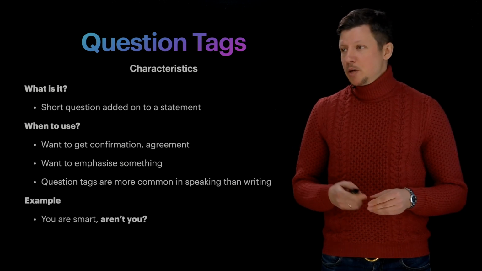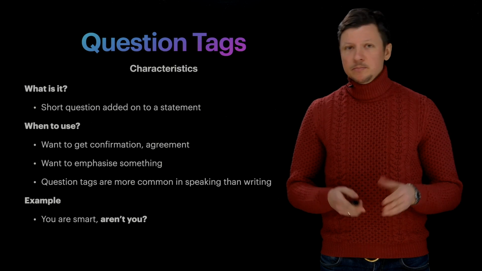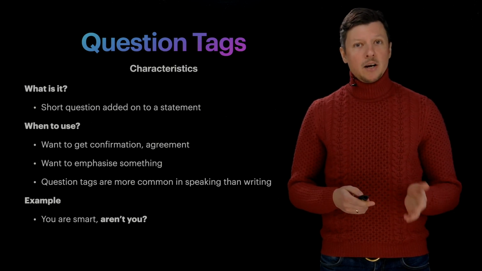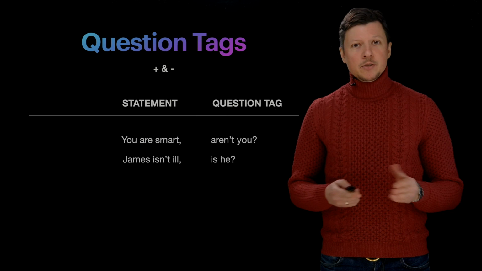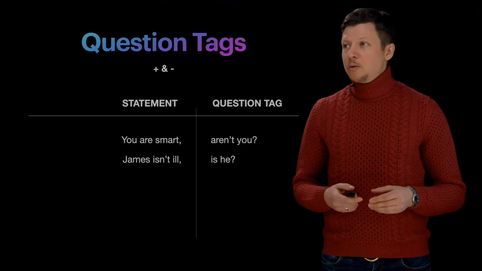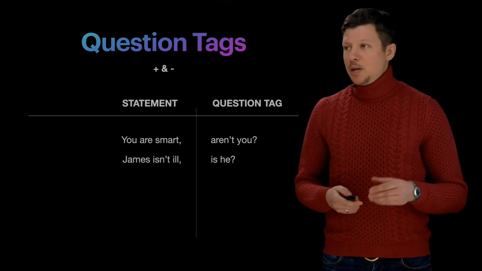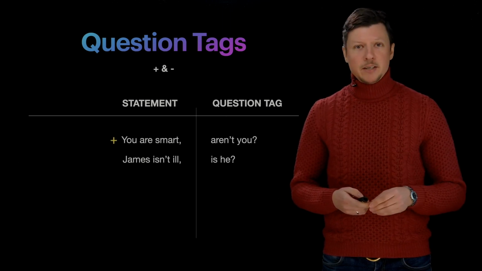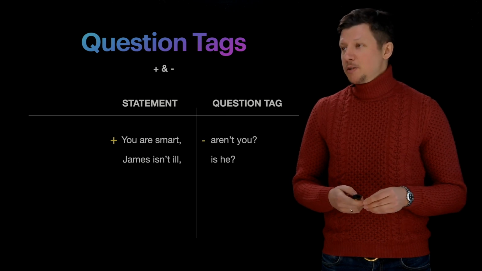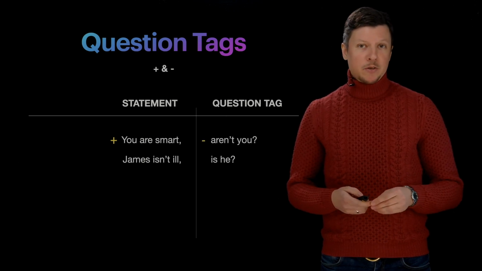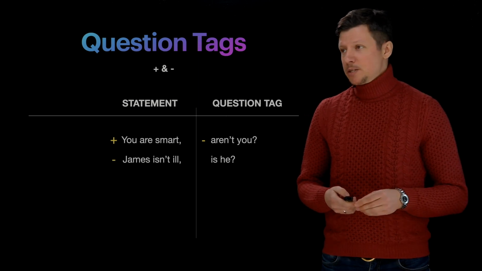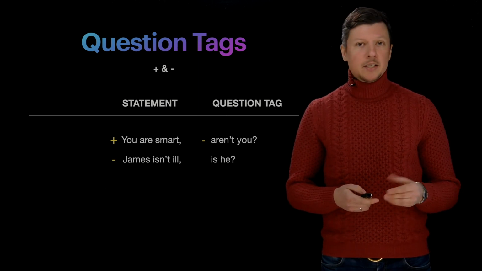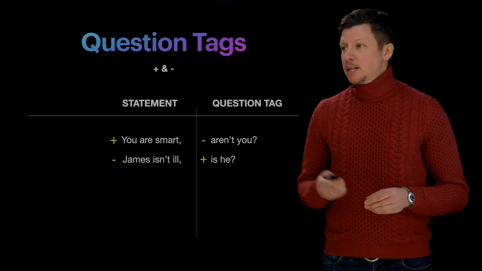Here is an example. You are smart, aren't you? The statement is you are smart. Aren't you is the question tag. Let's go deeper into the topic and have a look at how we actually use these question tags. If we have a positive statement, such as you are smart, then the question tag is going to be negative. Aren't you? And the opposite is true. If the statement is negative, such as in James isn't ill, then the question tag is going to be positive. Is he?